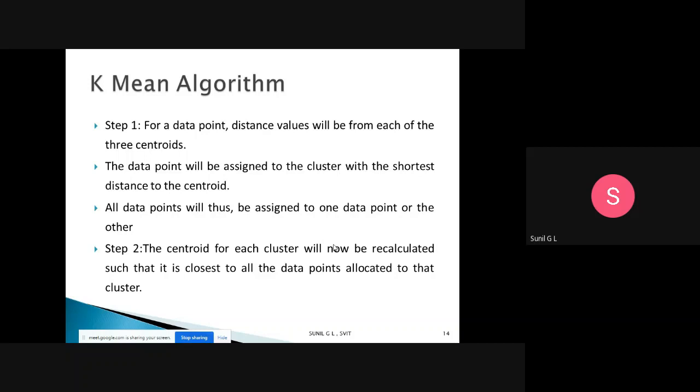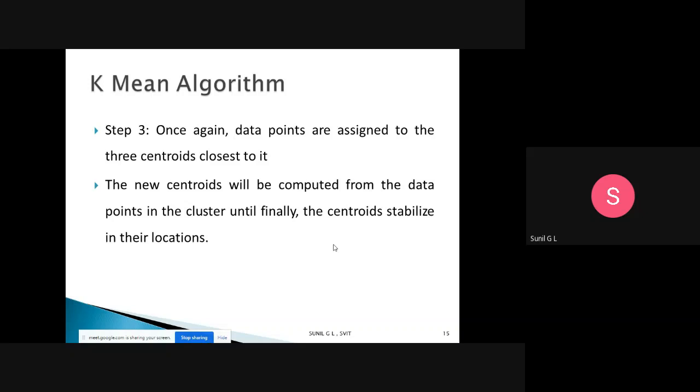Then after that, the centroid for each cluster will be recalculated such that it is closest to all the data points allocated to that cluster. After assigning the data points, you need to calculate the new centroid such that it is closest to all the data points allocated to the cluster. Obviously, when you calculate the new centroid, it will be nearer to all the other grouped data points.